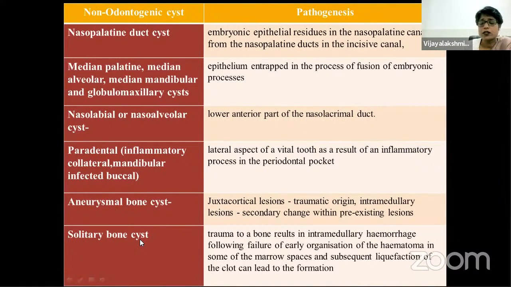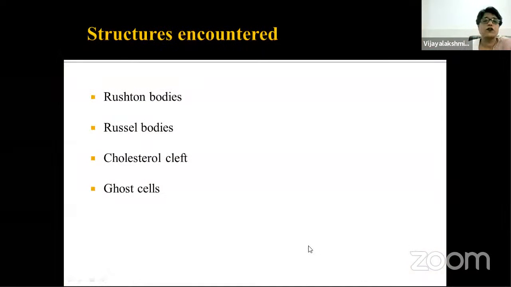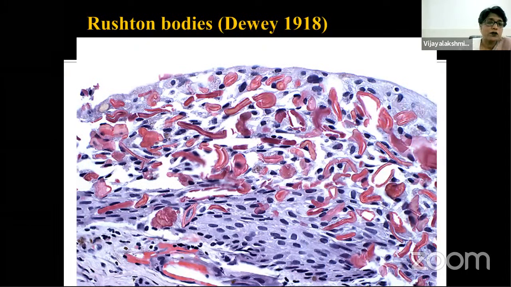Aneurysmal bone cyst and solitary bone cyst, which are referred to as pseudocysts, have a pathogenesis related to trauma or history of trauma. Whenever we are encountering any cyst, we come across certain structures which are associated with these cysts. They include Rushton bodies, Russell bodies, cholesterol clefts, ghost cells, and of course calcifications, especially dystrophic calcification. Now, before we get into the histology proper of each cyst, let us know a little about these bodies.